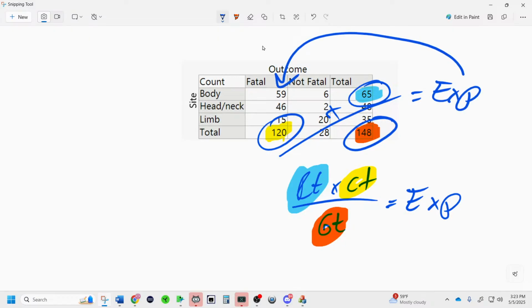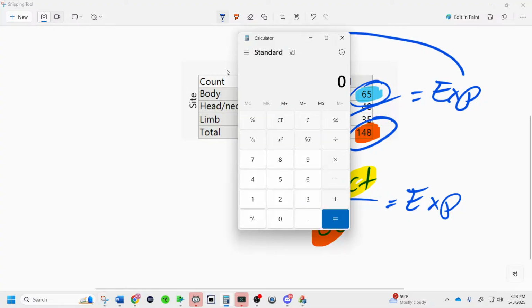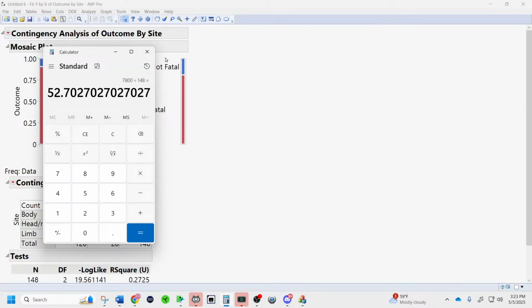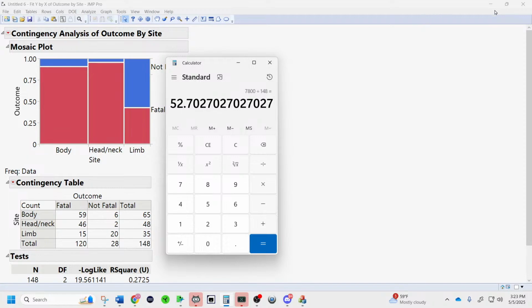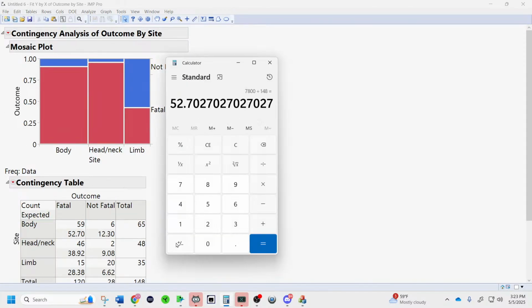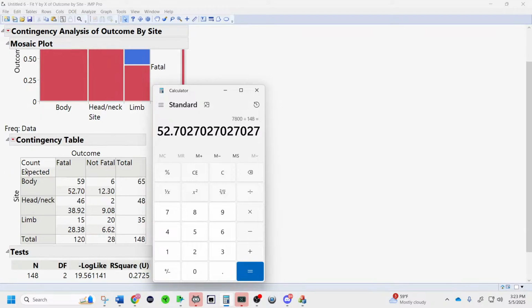So let's solve the mathematics. You have to do it for all the cells. It can take a while to do by hand. It doesn't hurt to do these by hand. But 120 times 65, we're literally just doing this equation with those numbers. And then you divide by 148, and it's 52.70. If you look, that's what we got there in the top corner. Or we can also view it here by adding it back in. We can go to expected. 52.70, and that's the value. So it's row total times column total over grand total is the expected cell count.